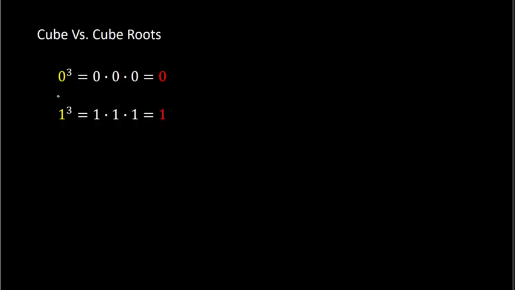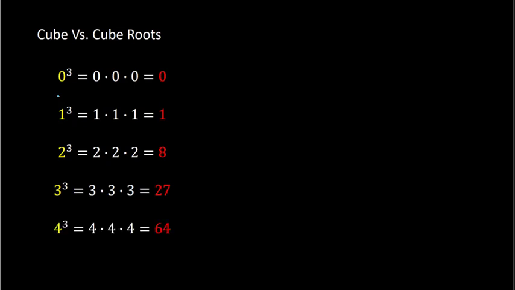If you had 1 cubed, that'd be 3 1s multiplied together to get 1. 2 cubed is 3 2s multiplied together, that would give me 8. 3 cubed means 3 3s multiplied together, which would give me 27. 4 cubed would be 3 4s multiplied together, which would be 64, and etc. Now a cube root is the opposite of cubing something.